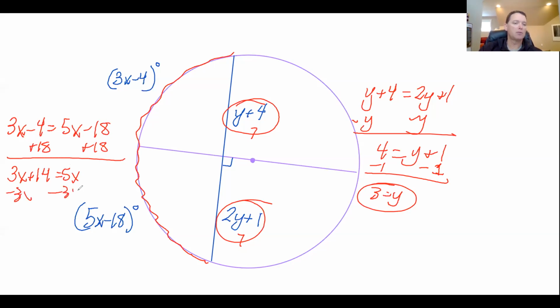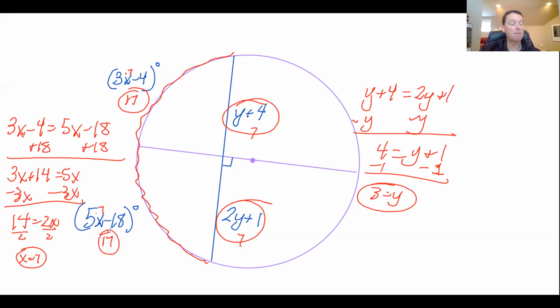Minus 3x, and we get 14 equals 2x, divide by 2, x equals 7. And again, we don't just blindly say x equals 7. I'm going to plug in 7 here, and 3 times 7 is 21, minus 4 is 17. 5 times 7 is 35, minus 18 is 17. So I feel pretty good about the fact that I found the values of x and y, but also that they checked out.